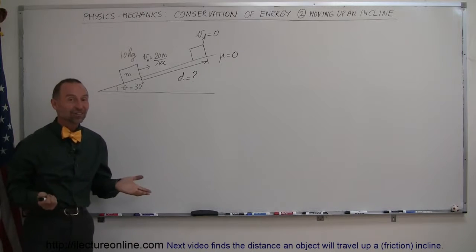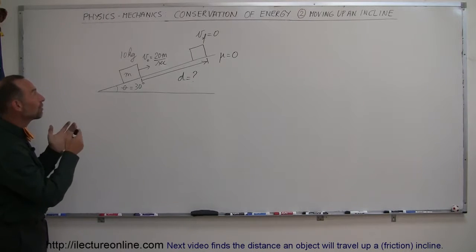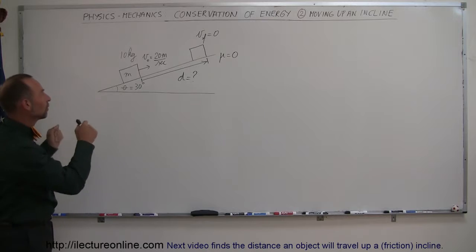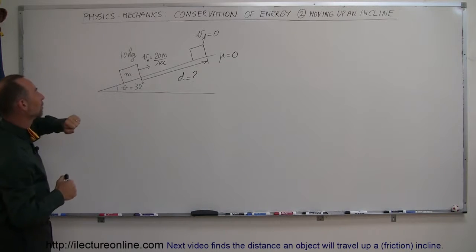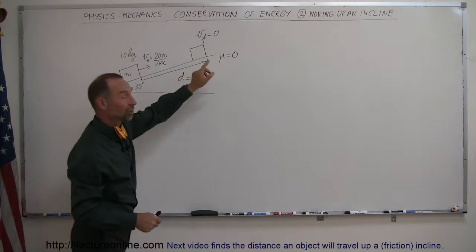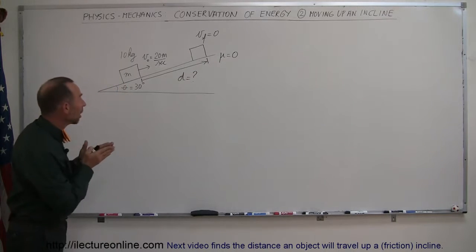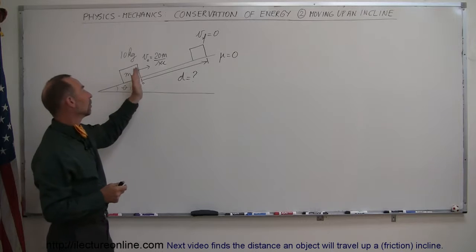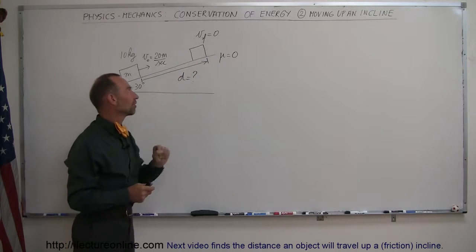All right, here's our first example of how we use the conservation of energy concept to solve this problem. We have an object sitting on an inclined plane. It's given an initial speed of 20 meters per second. There's no friction between the surface and the block. And eventually, the block will come to a stop with a final velocity of 0.